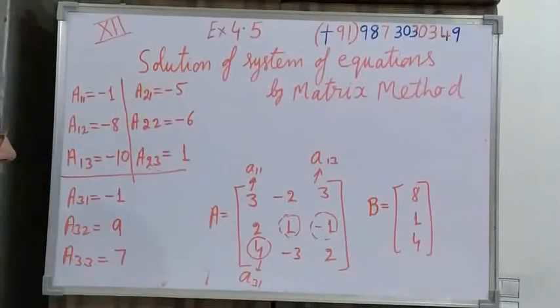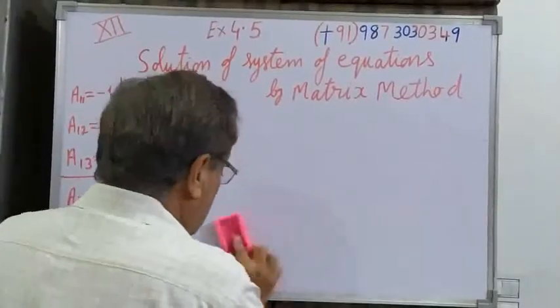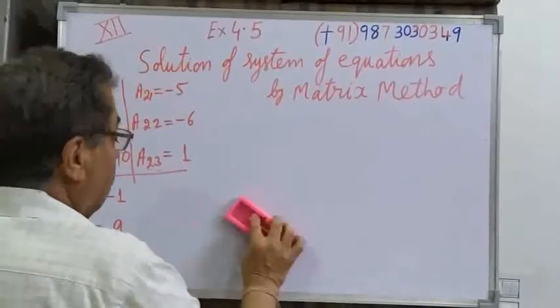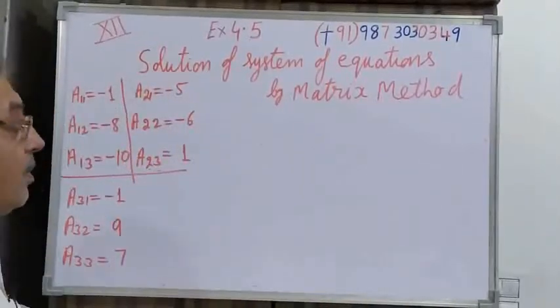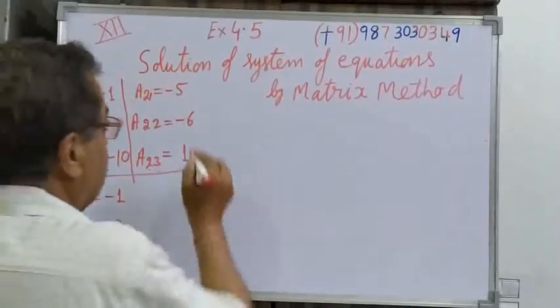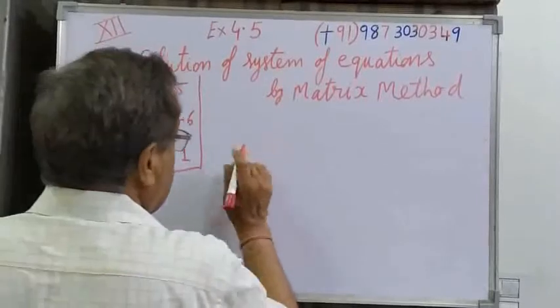So this is what we have obtained, the cofactors of all 9 elements. So now I will write down the A inverse. What is the A inverse? Just look at this one. What is the A inverse?